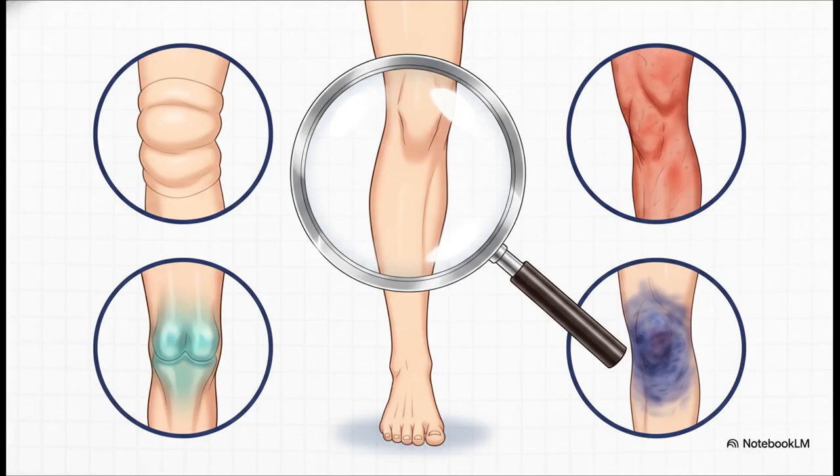Take a look at these common DVT mimics. We're talking about things like lymphedema, superficial vein thrombosis, post-thrombotic syndrome, cellulitis, ruptured Baker cysts, and even just routine muscle trauma. Because the pain and swelling in these conditions mimic DVT so closely, we absolutely have to rely on validated clinical decision tools to clear through the noise.